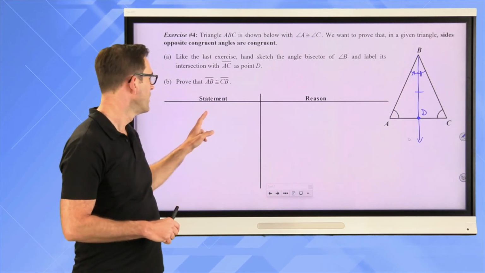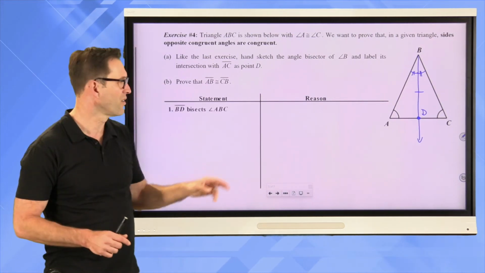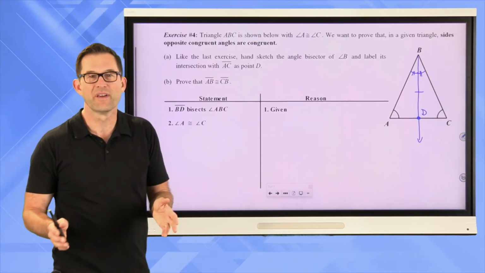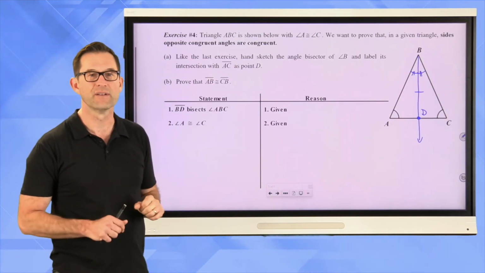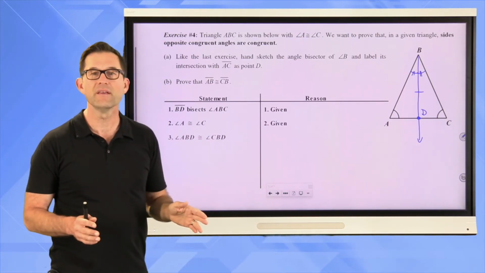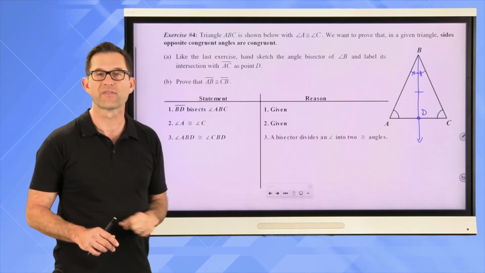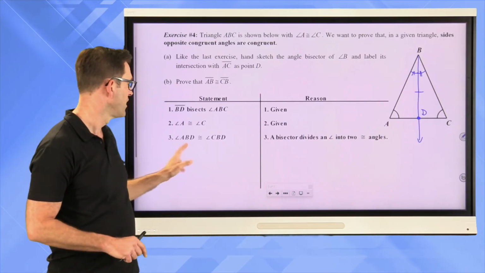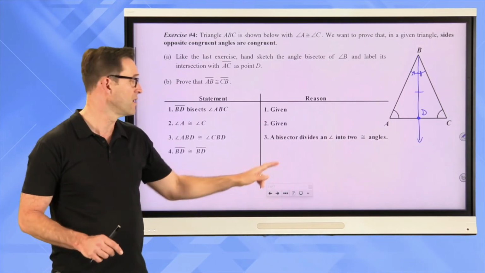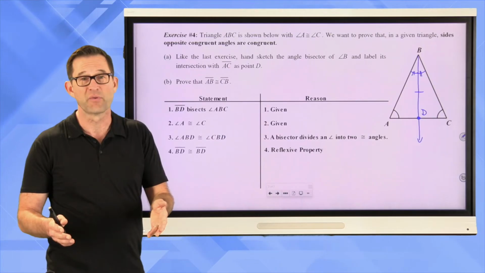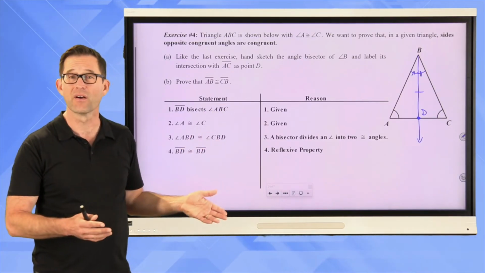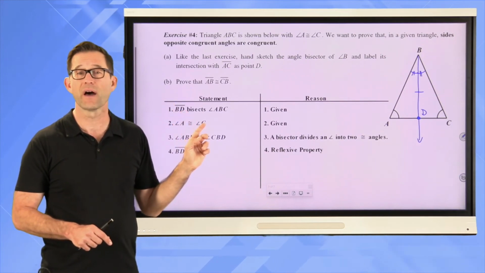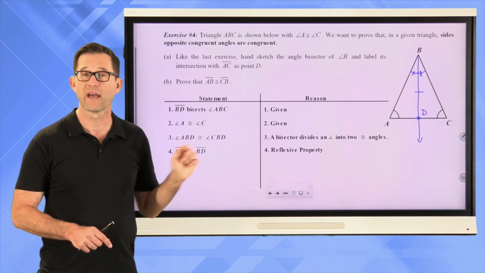All right, let's do it. Here we go. BD bisects angle ABC, right? That's a given. Angle A is congruent to angle C. That's a given. Angle ABD is congruent to angle CBD. This seems a lot like the last problem. A bisector divides an angle into two congruent angles, and BD is congruent to BD by the reflexive property. So really, everything here is very similar to the last problem, with the big difference being that instead of having the two sides congruent in our given, we have the two base angles congruent.